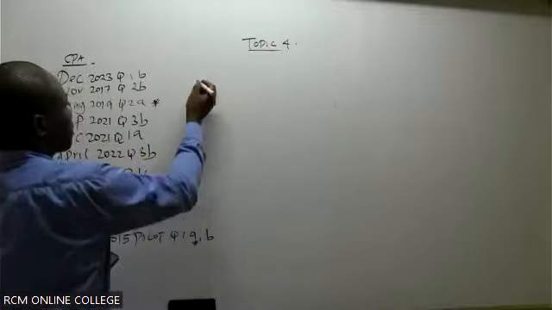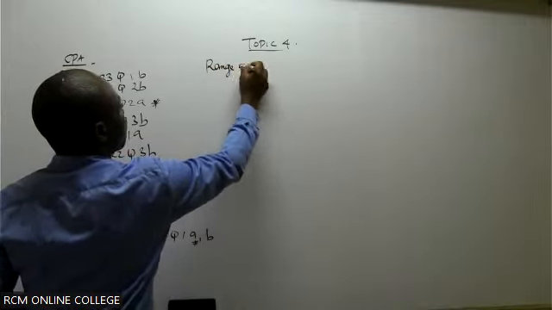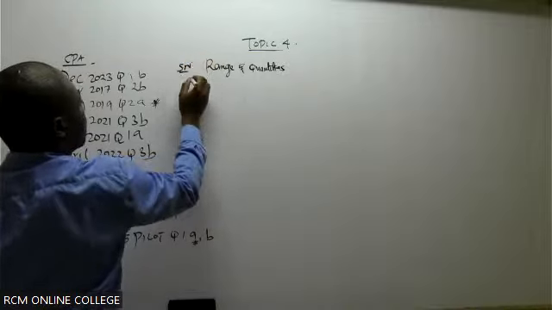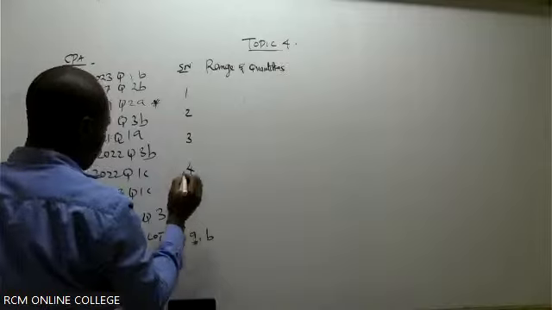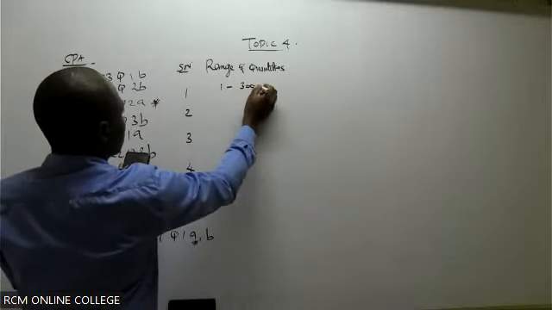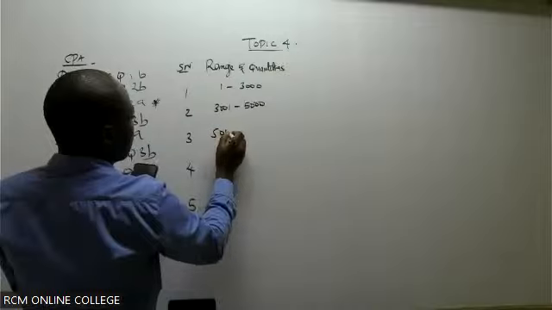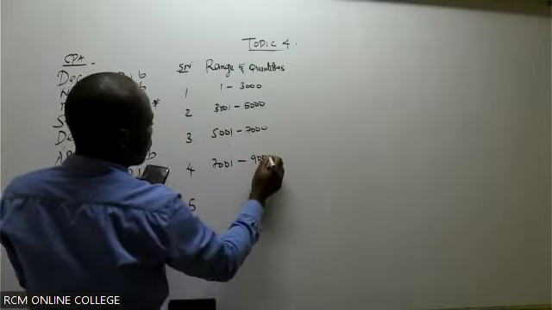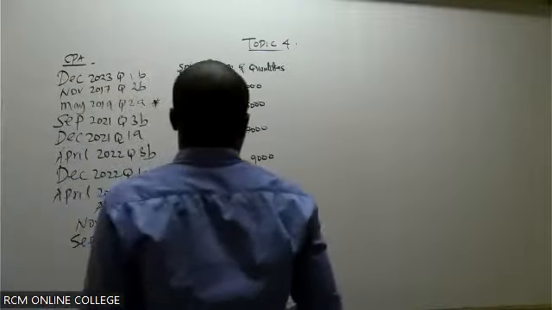So we have range of quantities: 1 to 3,000, 3,001 to 5,000, 5,001 to 7,000, 7,001 to 9,000, and 9,001 to 10,000. That is what we have.